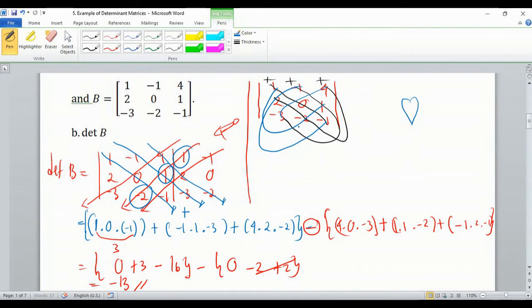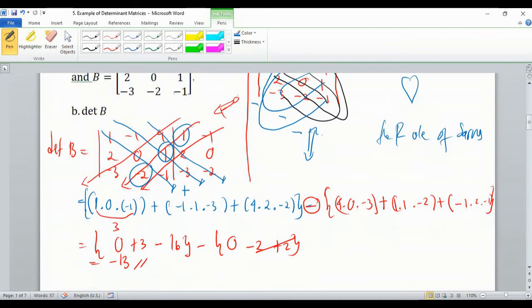Okay, so this is the symbol because they have the color blue, right? So this one is minus, minus, minus. But if you don't like the symbol, it's okay. It will have the same value as this. Okay, everyone, I hope you understand. We are using the rule of Sarrus. Okay, now I will answer with the Laplace method.